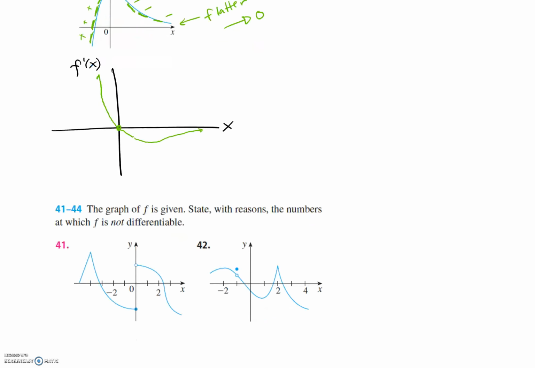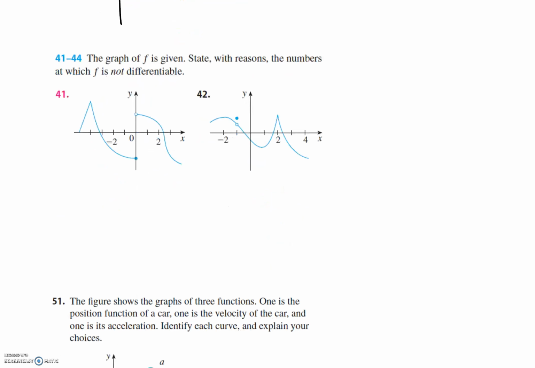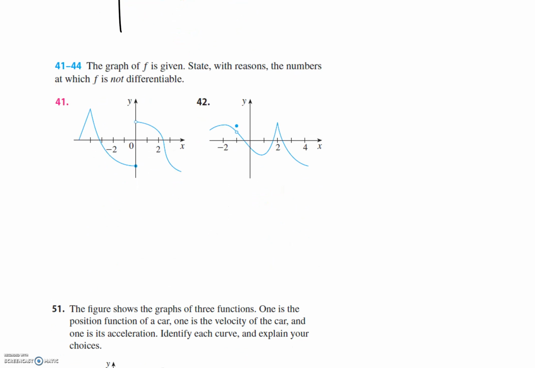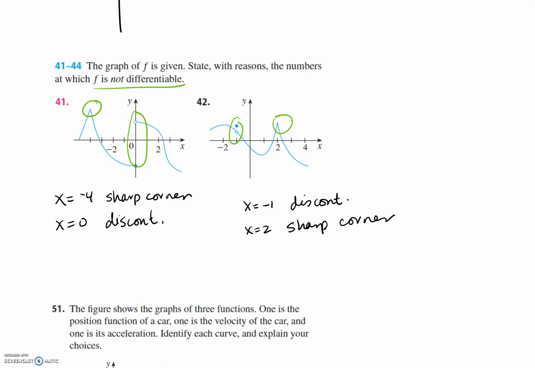And let's go look at the last, or second to the last example. And this is pretty quick, not differentiable. Sharp corner, not differentiable. Discontinuity, not differentiable. Discontinuity, not differentiable, and sharp corner. So based on the 3 cases we talked about in the notes, that's pretty self-explanatory. At -4 and 0, at -1 and 2, these functions are not differentiable.